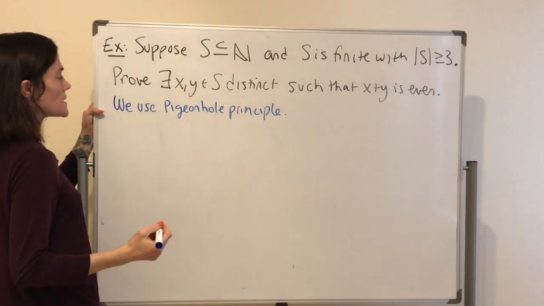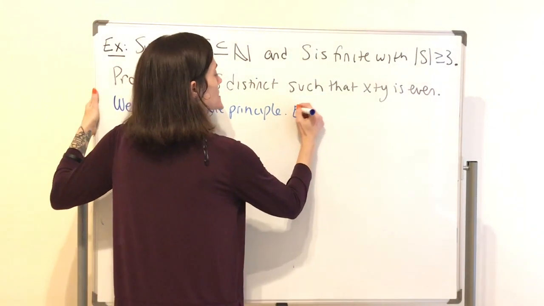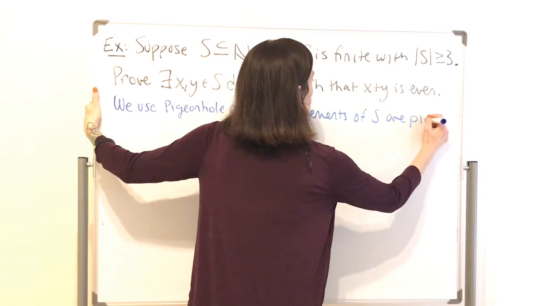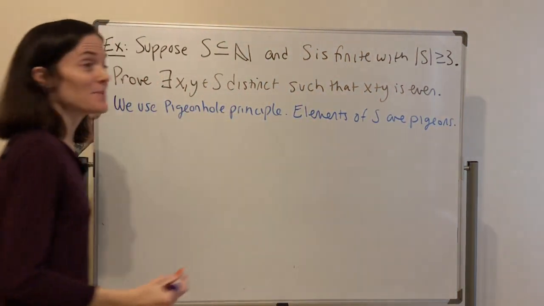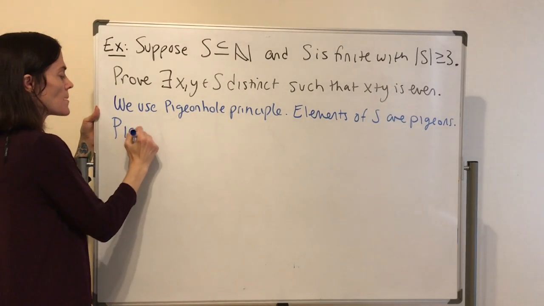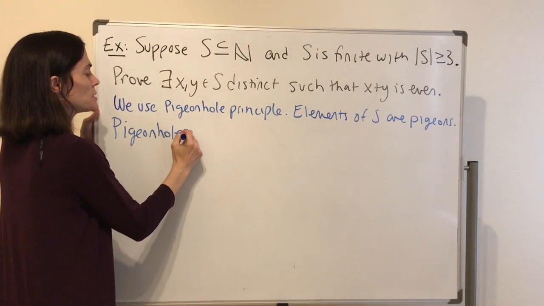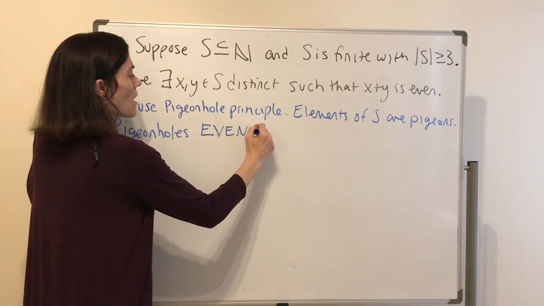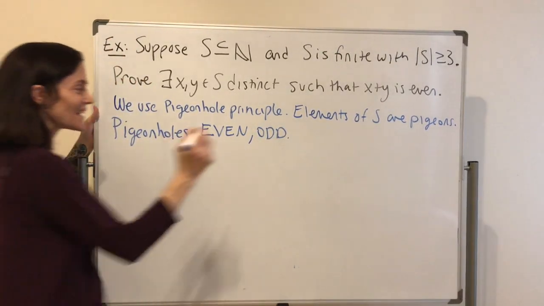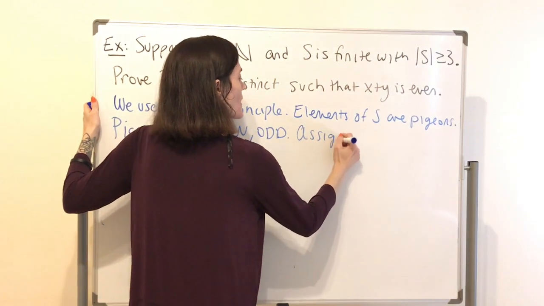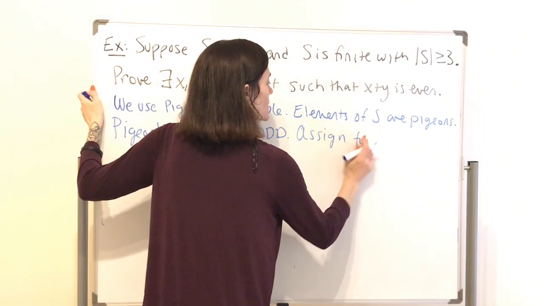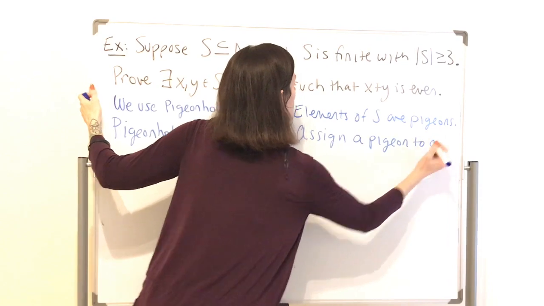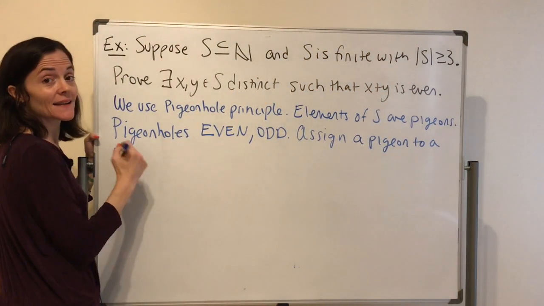And how are we going to do this? Well, the elements of S are the pigeons. What are my pigeonholes? This is where perhaps it's a little bit of creativity. My pigeonholes are this: even, comma, odd. And then we assign, let's say we assign a pigeon, I'll do it this way, a pigeon to a pigeonhole based on its parity.